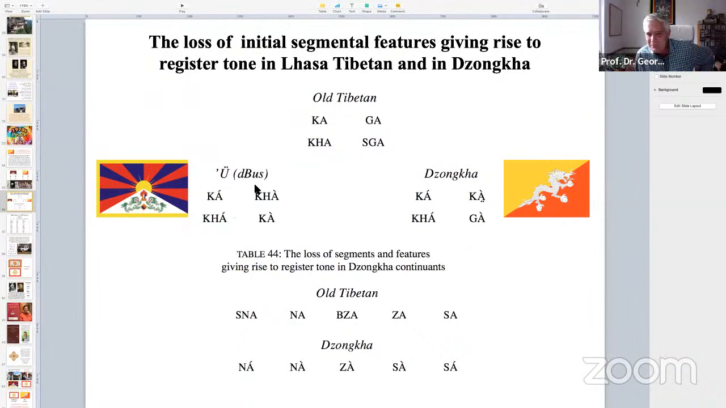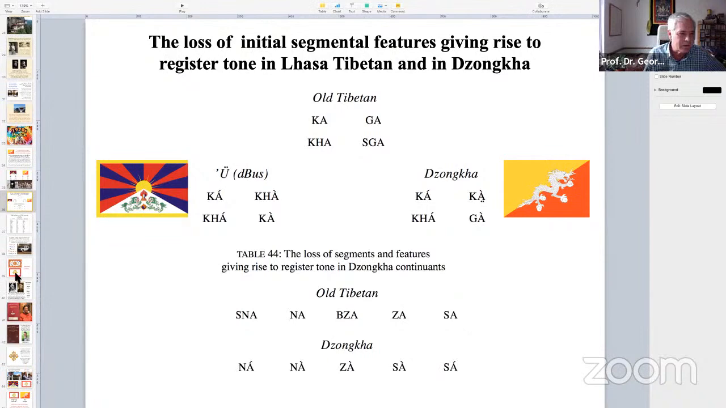So you have ka, ka in high register tone, and you do have low register tone, but you have ka with this breathy voice, and then you still have voicing. These are voiced, ga. So you have the historical phonology recapitulated here. And the same with the sibilants, with old Tibetan, and then this is what happens in Dzongkha. But we won't go further into that.